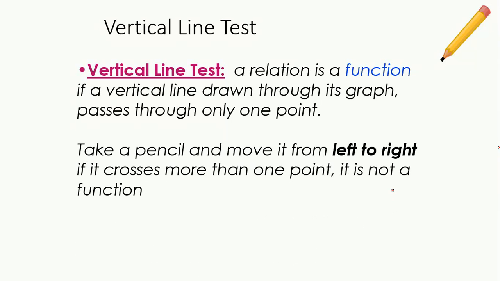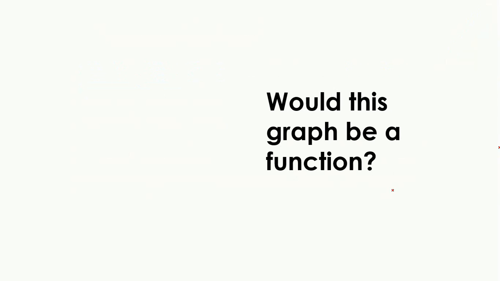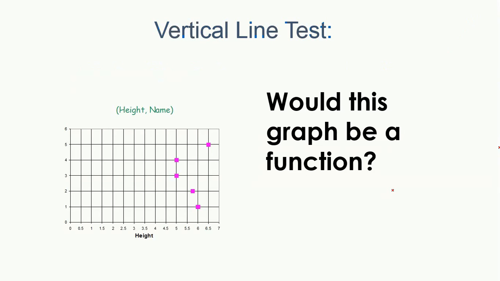So how are you going to do this? You're going to take a pencil and move it from left to right on the graph. If it crosses more than one point, it's not a function. So let's take a look and actually see how this is going to happen. We're going to look at that graph that we just had recently, okay? So here's my pencil. I'm going to drive it along. Didn't hit any points there, so we're okay.